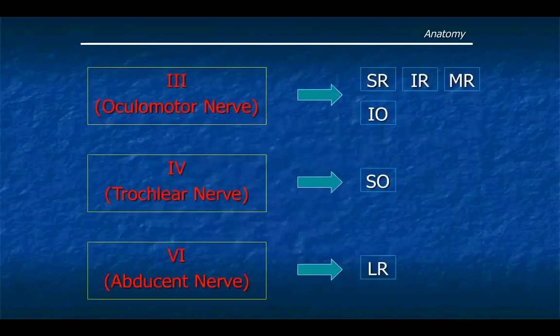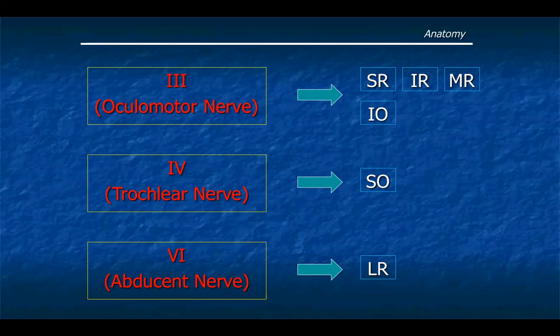Nerve supply. The oculomotor nerve, or the third cranial nerve, supplies all extraocular muscles except the superior oblique and the lateral rectus. So it supplies the superior rectus, inferior rectus, medial rectus, and inferior oblique. It also supplies another extraocular muscle that does not move the eye but moves the lid, which is the levator palpebrae superioris, responsible for opening the eyelid. And it supplies 2 intraocular muscles: the ciliary muscle, responsible for accommodation, and the sphincter pupillae muscle, responsible for constriction of the pupil, or miosis.